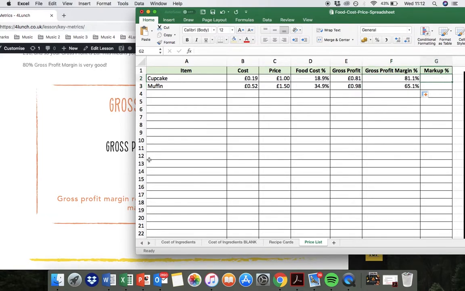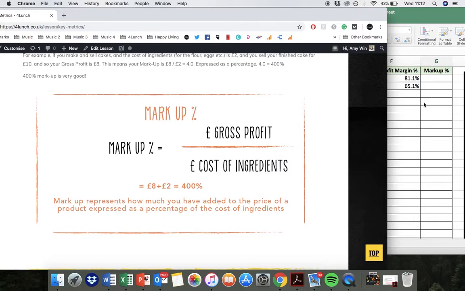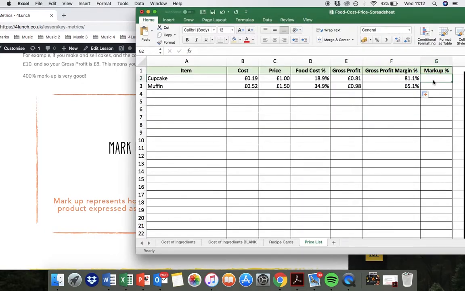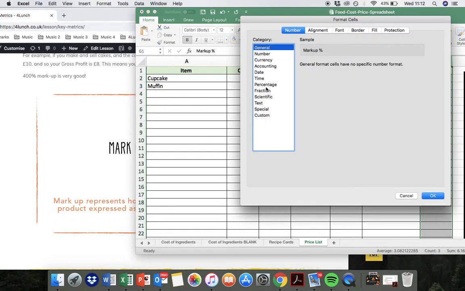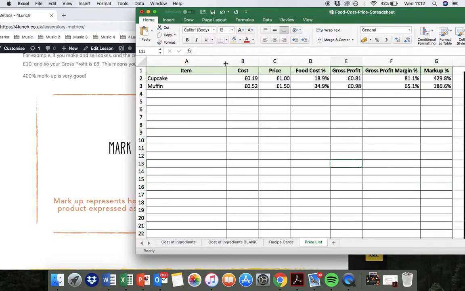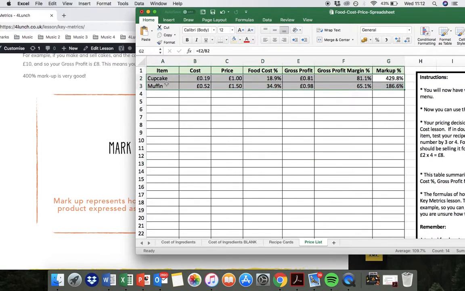Brilliant. Okay, markup. That is made up of the gross profit divided by the cost of ingredients. I need to work that out. The price of ingredients, which is 19 pence. Right, and you do need, as you've guessed, to format the cells to show a percentage. Right, brilliant. So here we go. We've worked out the key metrics for 2 of our baked products, which is fantastic.